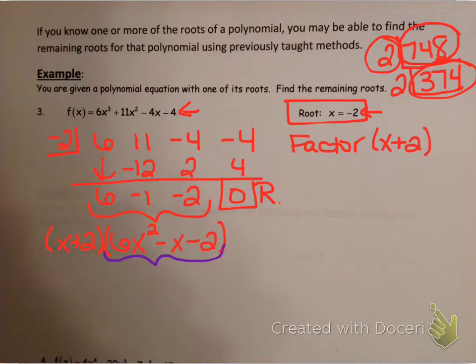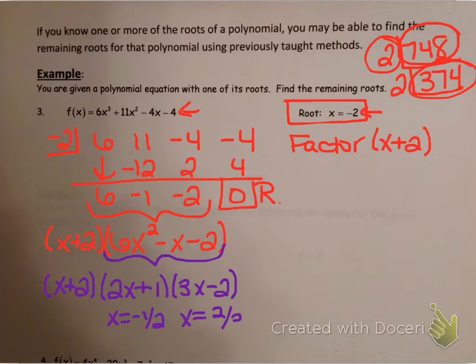So I take that quadratic, and it is factorable, but if you can't figure out how to factor it, or if you are accident prone with your swing method, or you're not very good at your grouping, then you could do the quadratic formula. But it does factor. It factors as 2x plus 1 and 3x minus 2. And so that means that x equals -1/2 or x equals positive 2/3 are the other two roots. So there's the answer to the question, because the question said, what are the remaining roots?